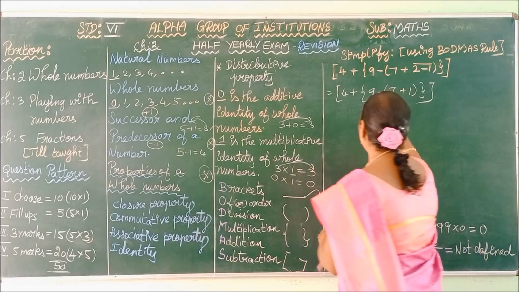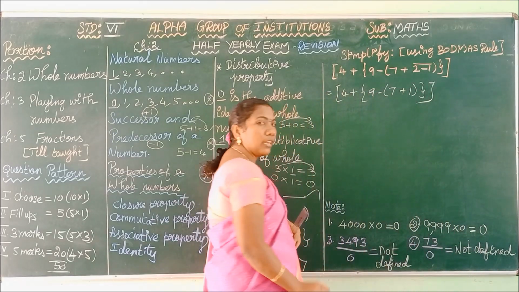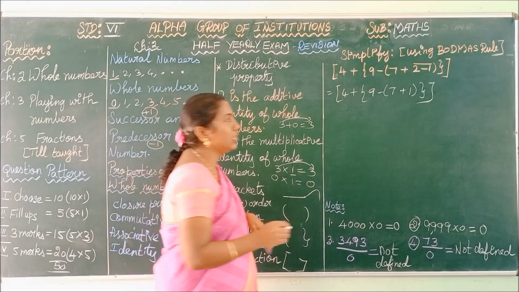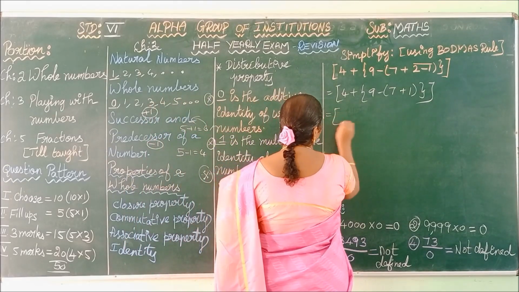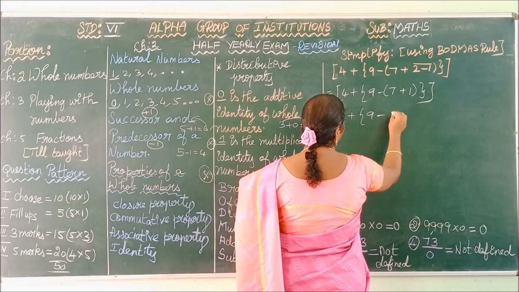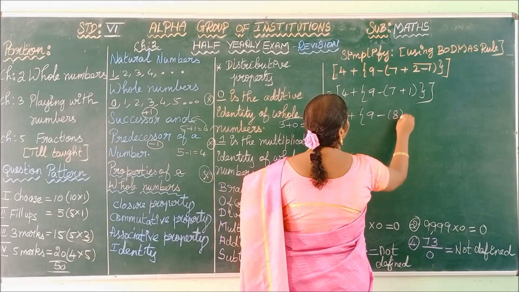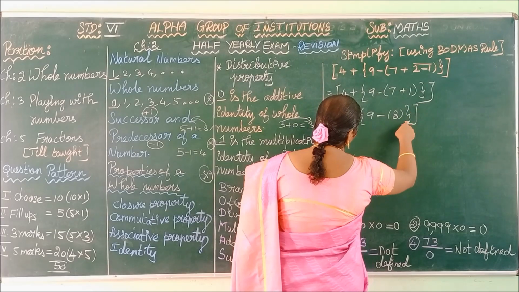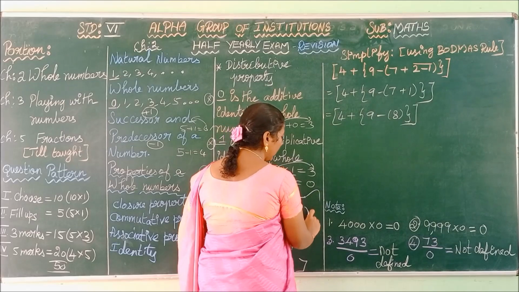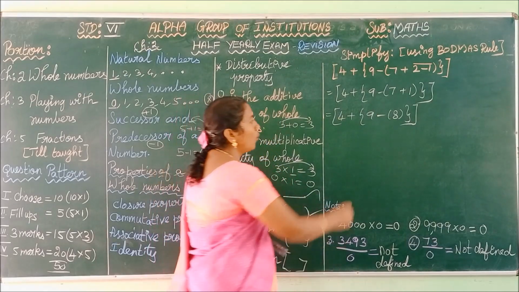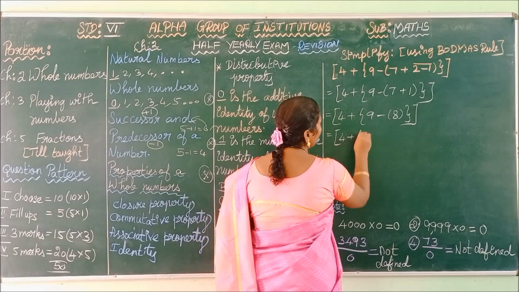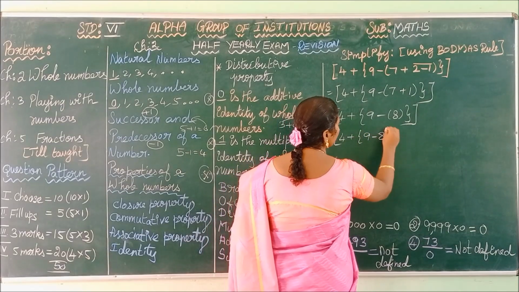Okay, next we have to evaluate the simple bracket. So within the simple bracket we have numbers with the operation addition. So we have to add that. So 4 plus 9 minus 7 plus 1. What is your answer? 8. Okay. And then close the brackets by using curly and square. Thus we have evaluated the simple bracket also. Now we have to remove this bracket. So 4 plus 9 minus 8.